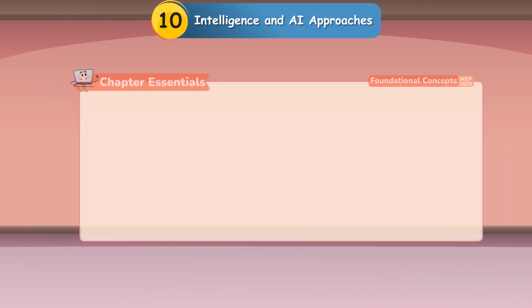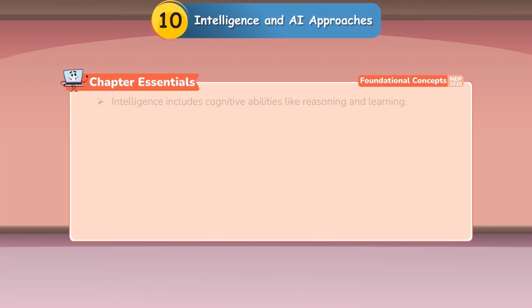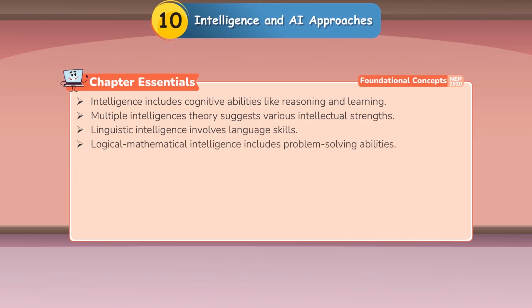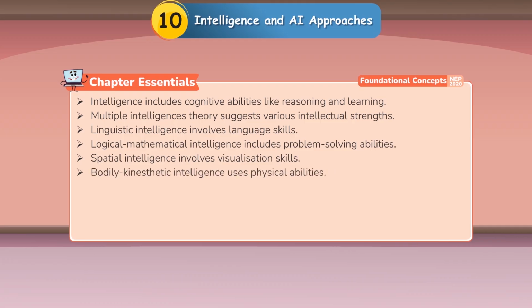Chapter Essentials. Intelligence includes cognitive abilities like reasoning and learning. Multiple intelligences theory suggests various intellectual strengths. Linguistic intelligence involves language skills. Logical mathematical intelligence includes problem-solving abilities. Spatial intelligence involves visualization skills.